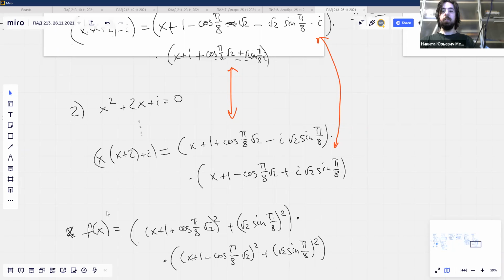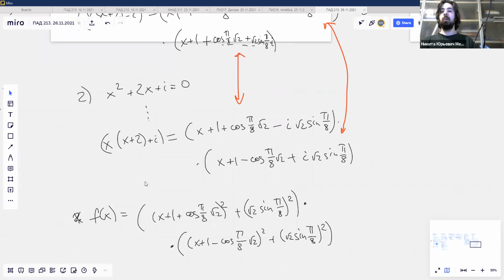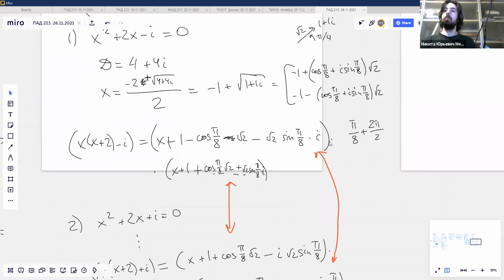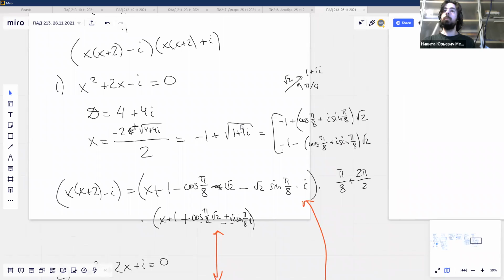Okay, I hope this demonstration was enough. I have a question. Can you please explain how you find the angle for this one? The angle is pi over 8. Yes. So 1 plus i has angle pi over 4. Okay. Yes. Well, when I divide it by 2, I get pi over 8.